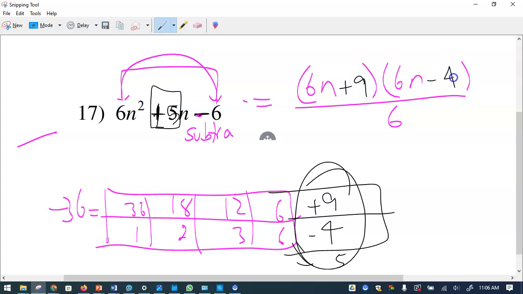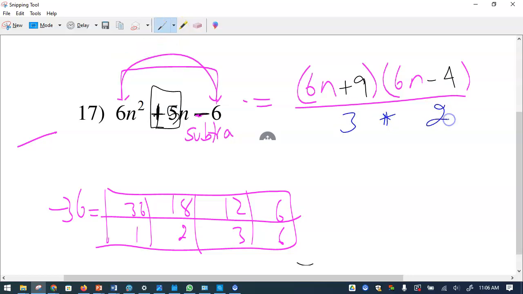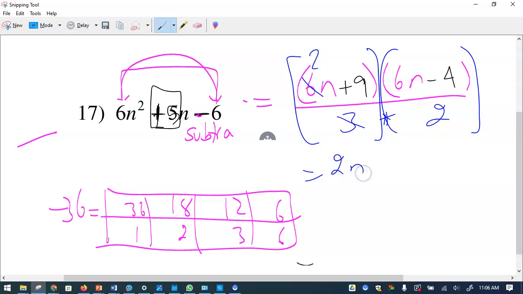and minus 4. Now there is a little confusion here. If you see, this 6 that is the denominator may divide this 6, but it does not go for 9, and it does not divide 4. So all you do is split this 6. 6 can be written as 3 times 2. So you work out this one separately and that one separately. 3 divides 6 two times, so you get 2n, and 3 divides 9 three times. So it is 2n plus 3, the first one. Got it.